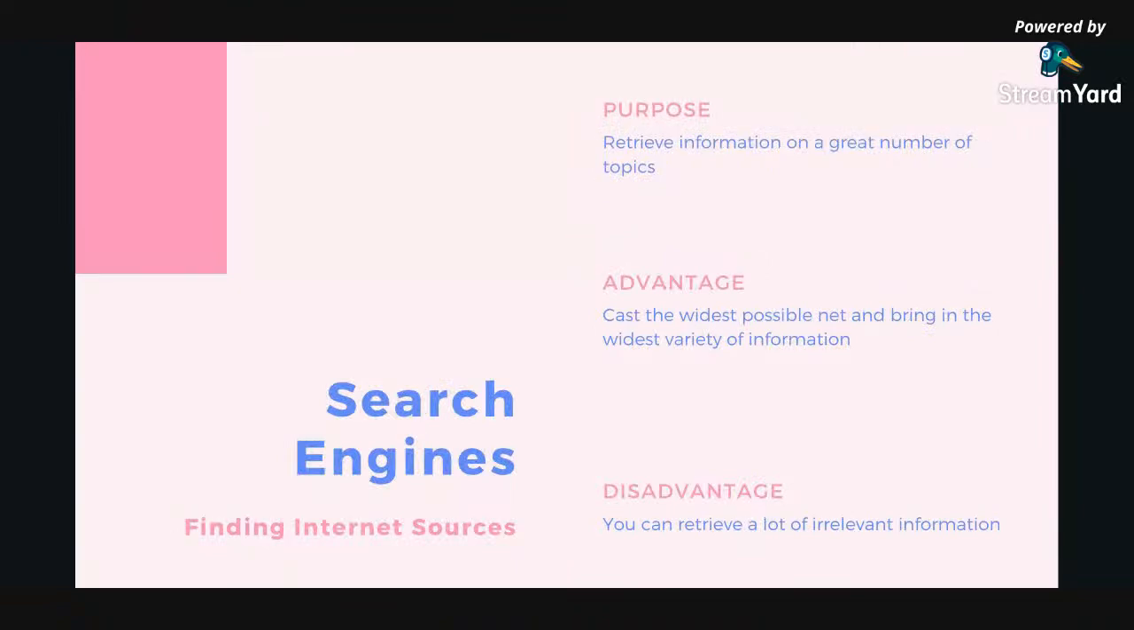Using different search engines, obviously those help you retrieve information and get a whole bunch of responses all at once from whatever your search topic is. The advantage is that it's basically like casting out a huge net into the ocean. You bring in a whole bunch of fish, right? But the problem is you might get some seaweed in with that fish. So you can get a whole bunch of stuff that you don't need, and that's irrelevant.